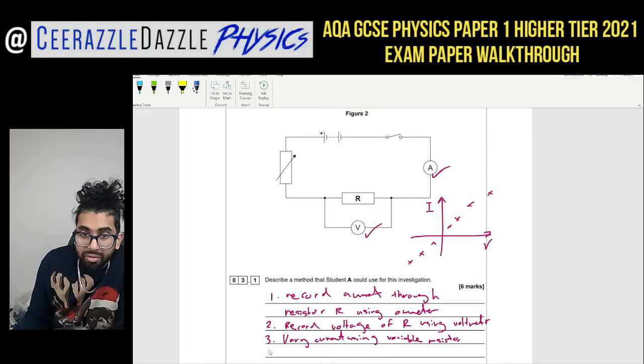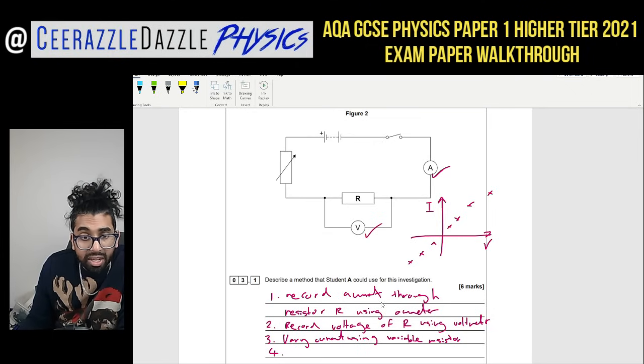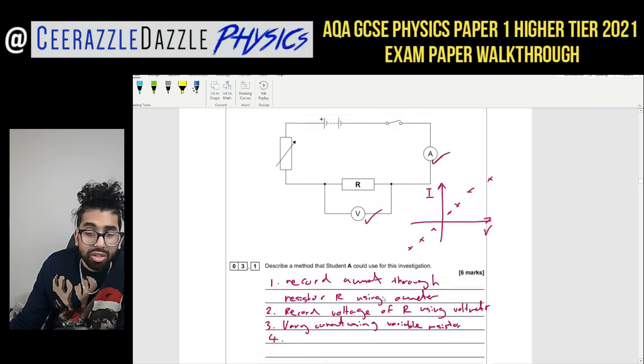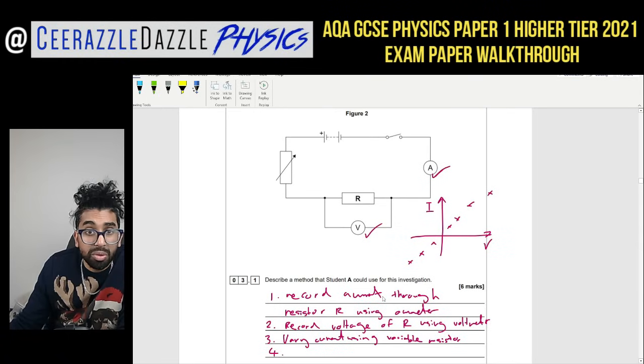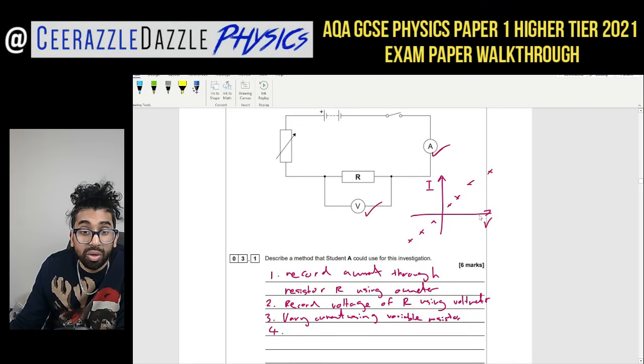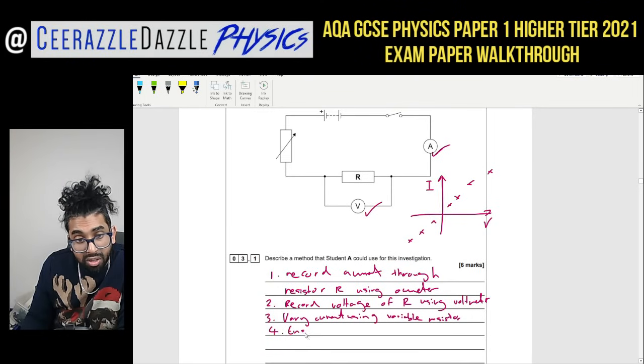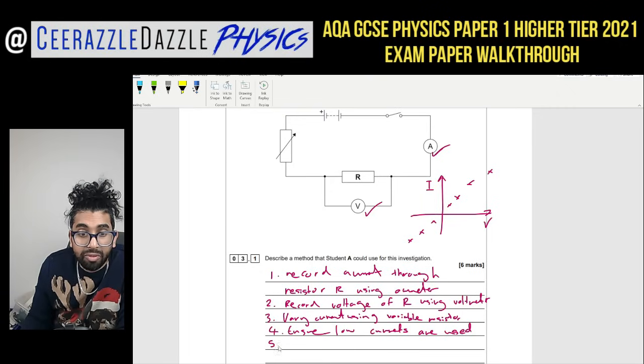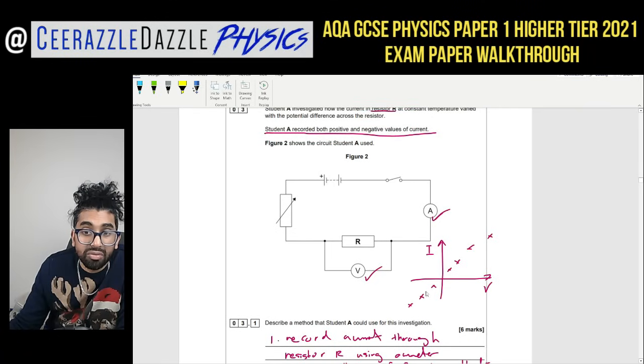And then 4, I think I've got quite a lot for the actual method right now, but I should also be talking about control variables and the risk assessment. When you're doing this investigation, one of the main risks is that you can't let the current become too high. So we can also say ensure low currents are used over here. And then maybe 5, you want to get positive and negative values of the current.